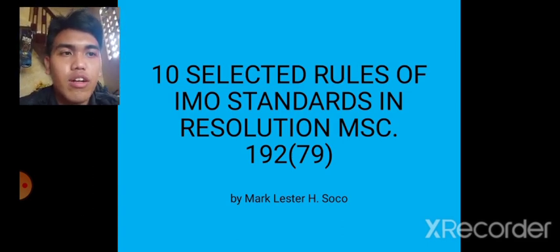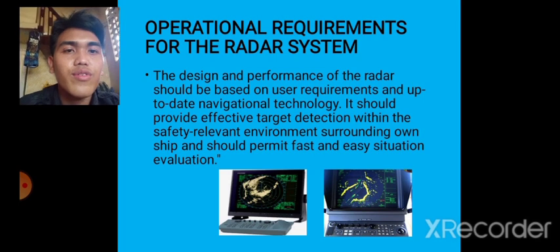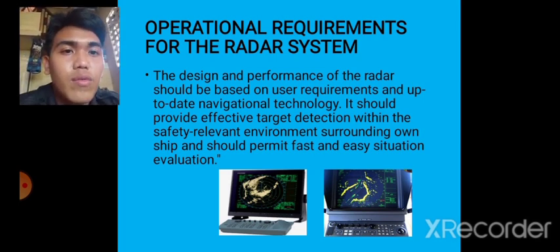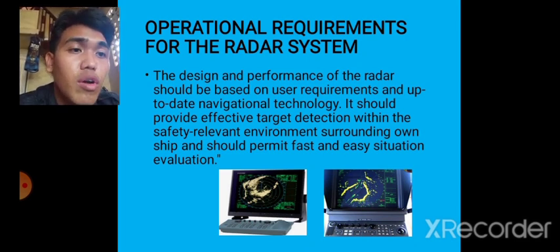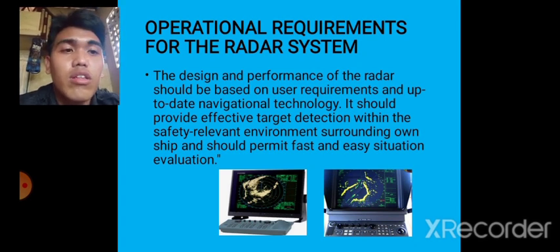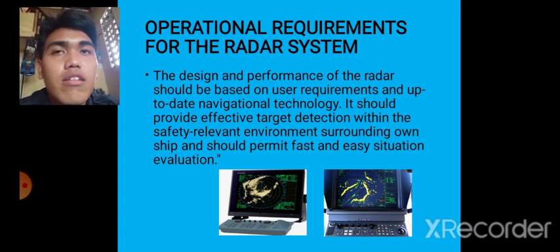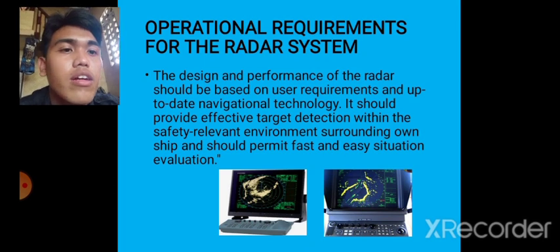So let's start. The first one is the operational requirements for the radar system. The design and performance of the radar should be based on user requirements and up-to-date navigational technology. So it basically means that the radar should be updated, or it should be the latest model or the latest acceptable version of the radar.